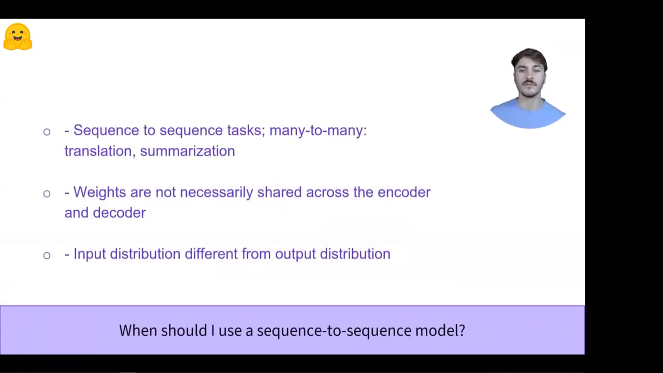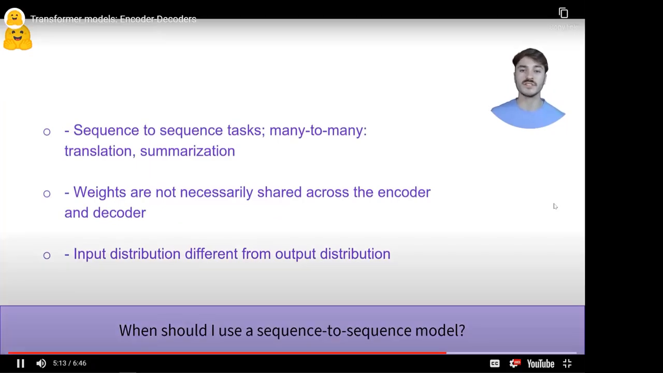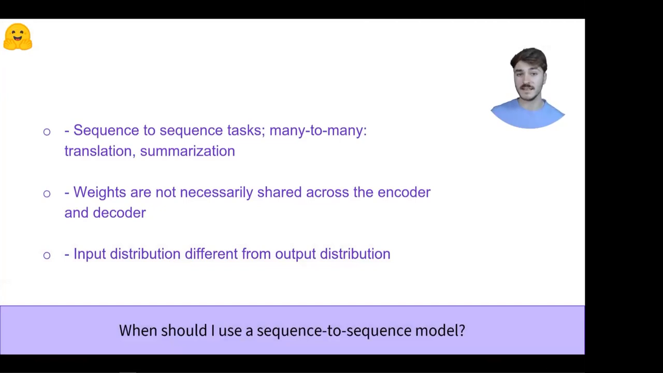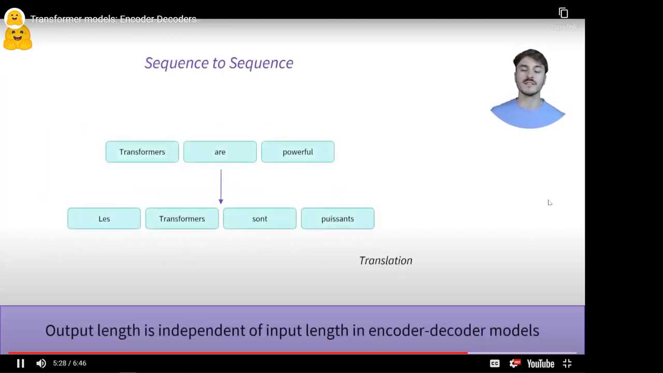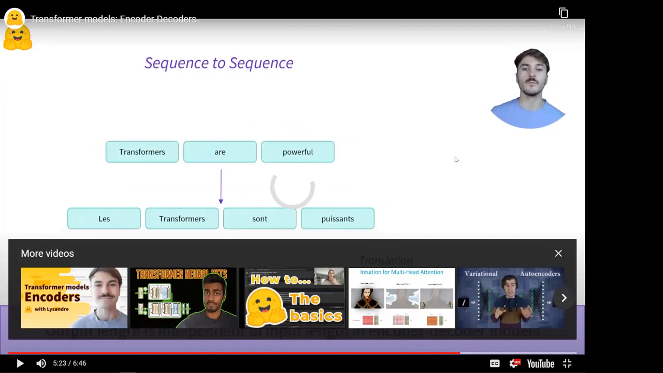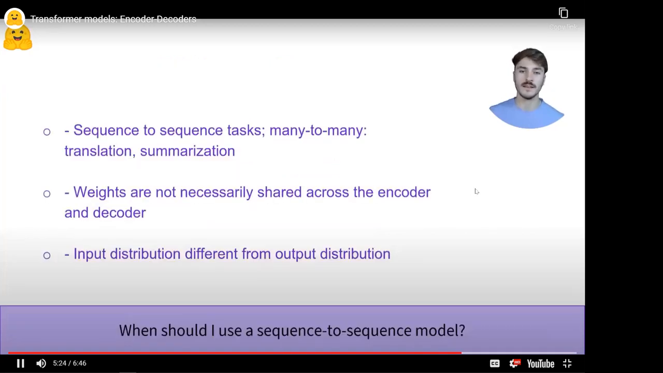Encoders-decoders are special for several reasons. Firstly, they're able to manage sequence-to-sequence tasks, like translation that we have just seen. Secondly, the weights between the encoder and the decoder parts are not necessarily shared. Let's take another example of translation. Here, we're translating "transformers are".